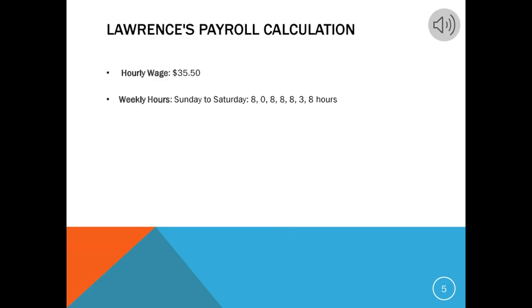And for Lawrence's payroll calculation, we have an hourly wage of $35.50, and his weekly hours is Sunday to Saturday, 8-0-8-8-8-3-8, which again is Sunday for 8 hours, Monday for 0, Tuesday for 8, Wednesday for 8, Thursday for 8, Friday for 3, and then Saturday for 8.